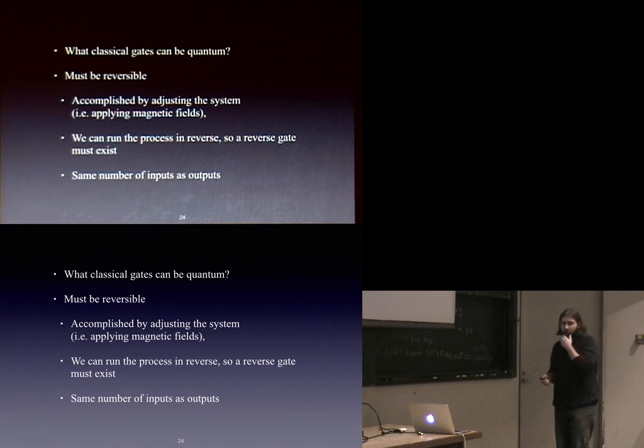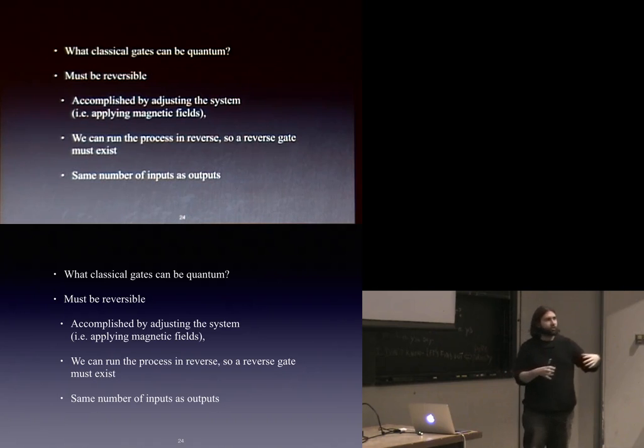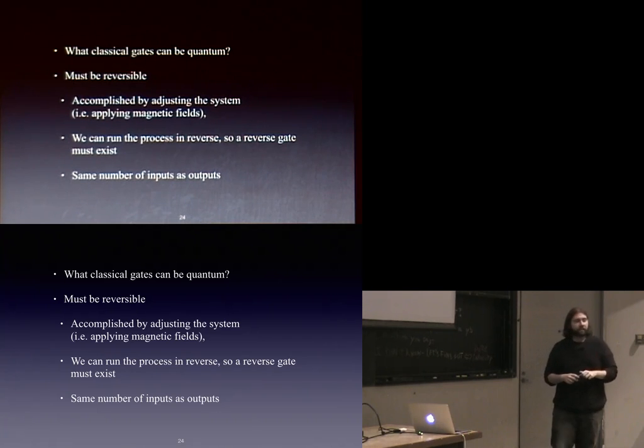So a very reasonable question is, what types of classical gates can be quantum? It's not obvious that everything can be done in that same way, because the rules are, we don't want to disturb the electron by measuring it. We only want to act on it with, say, a magnetic field and let it evolve on its own. And what that means is that quantum gates have to be reversible.